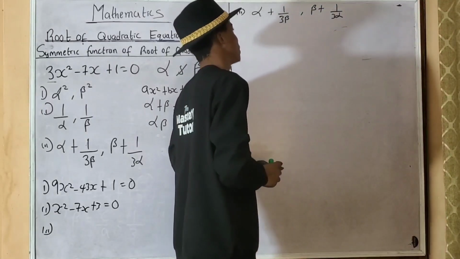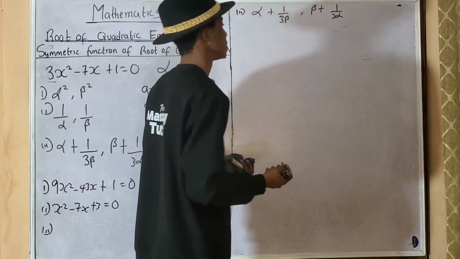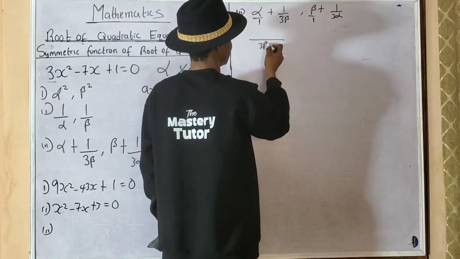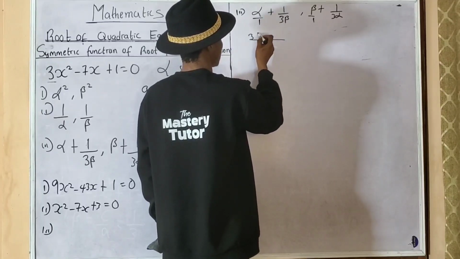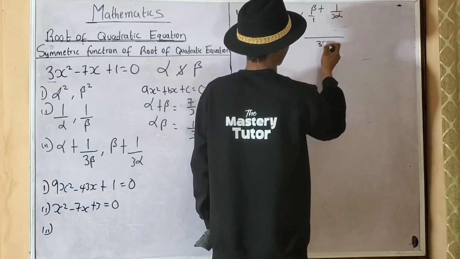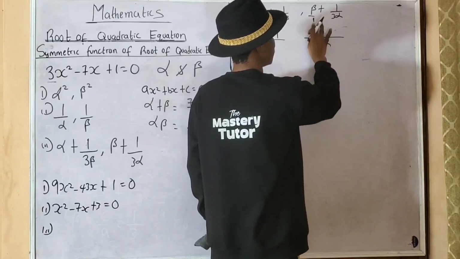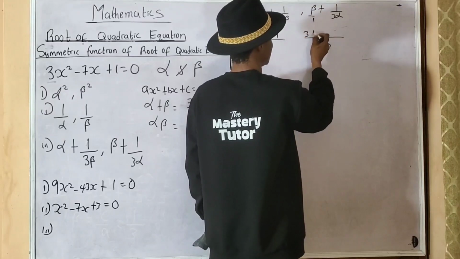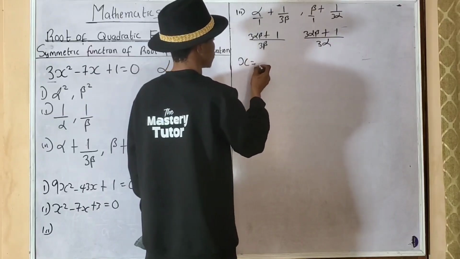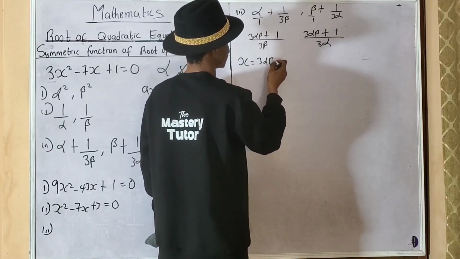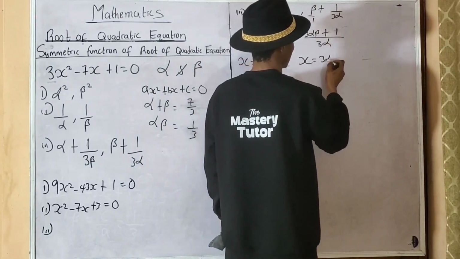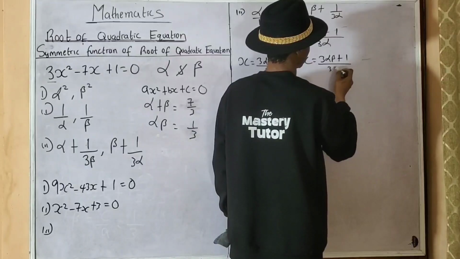Okay. To solve this question, I'm going to approach it the second way. Take the LCM. The LCM here is what? 3 beta. So I'm going to have 3 alpha beta plus 1. And then here will be what? 3 alpha, which is the LCM. 3 alpha divided by 1, that is 3 alpha, times beta, that is 3 alpha beta, and this is plus 1. Okay, let x equal 3 alpha beta plus 1 all over 3 beta. x also equals 3 alpha beta plus 1 all over 3 alpha.